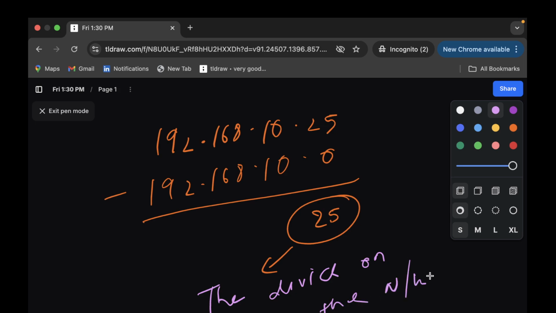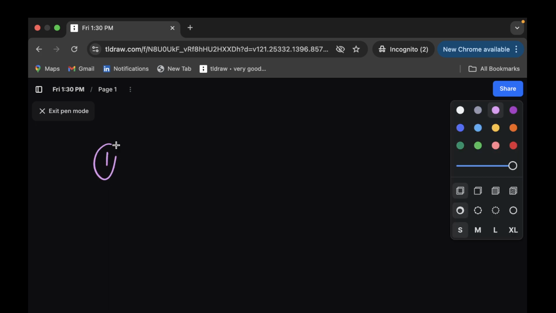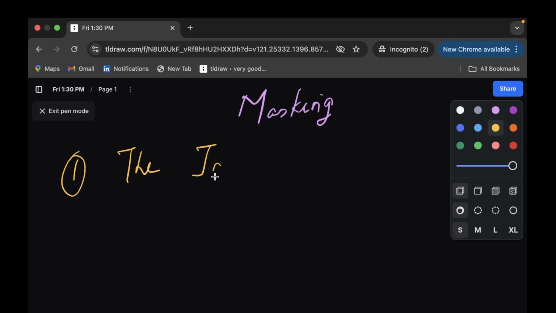When the packet comes in at the router, to identify which network it has to go to, it checks the IP and the mask and does their ANDing. The address that you get after the AND is nothing but the network address. So the job of masking is basically to identify the network address.